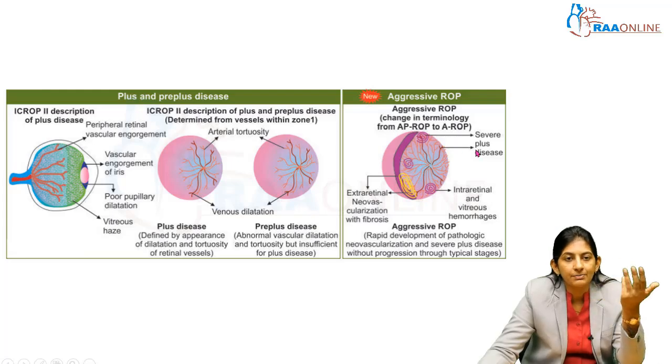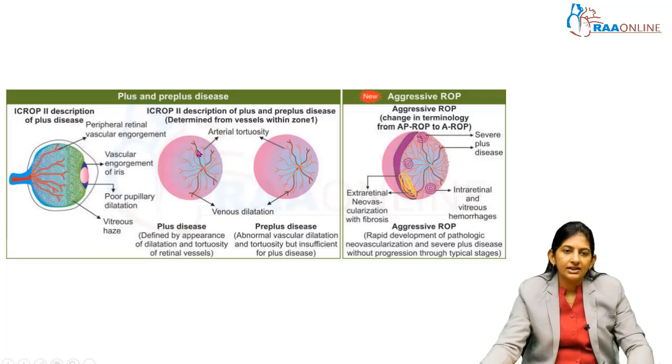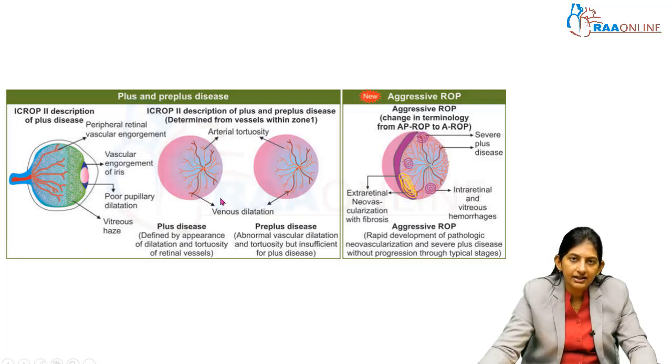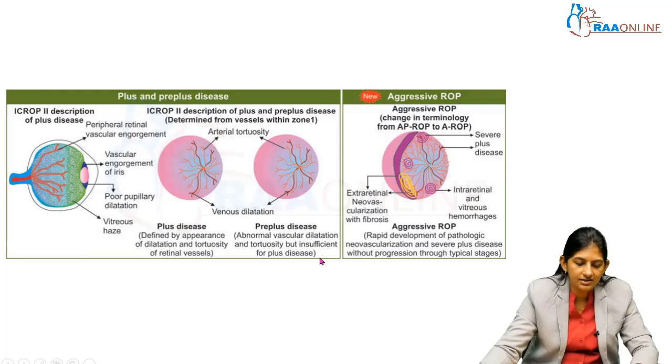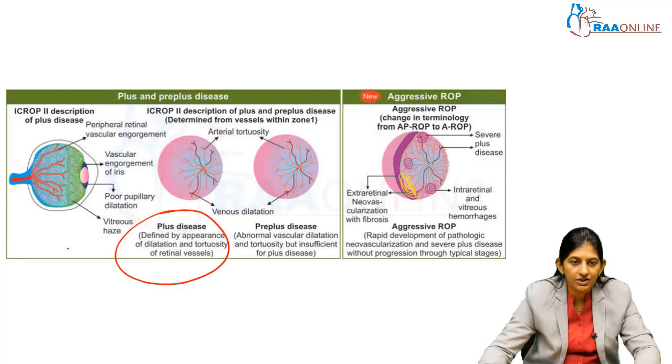So you should know what a plus disease is, isn't it? Plus disease means the retinal vessels are very, very dilated and tortuous. That is a plus disease. The fundoscopic image will show you very, very dilated and tortuous retinal vessels. That is called a plus disease.